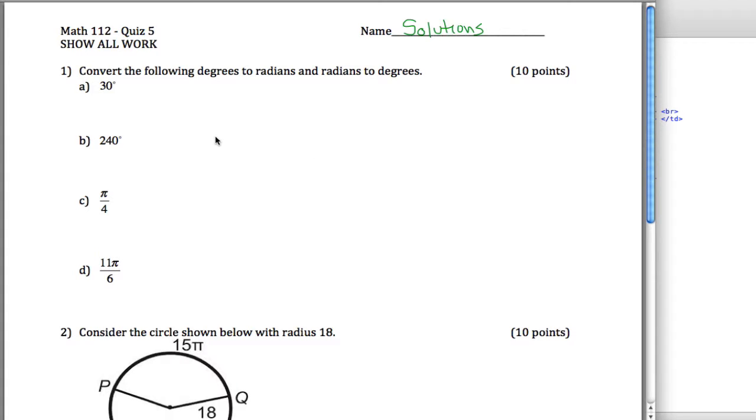All right, here are solutions to quiz 5 for Math 112. We're asked to convert from degrees to radians or radians to degrees. So we're given 30 degrees.